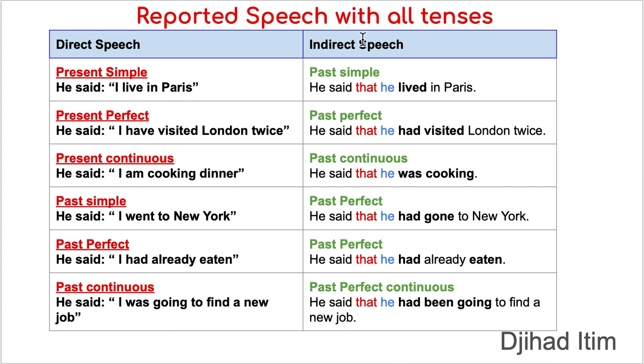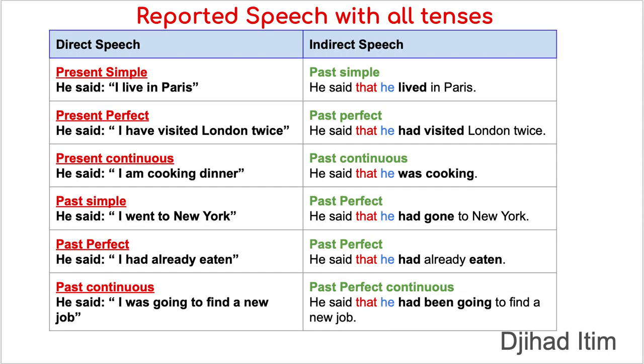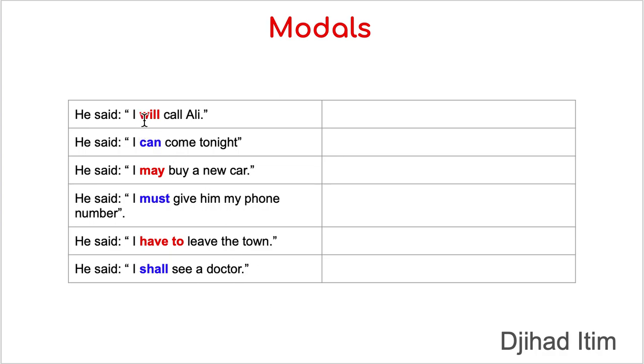Okay, so that's it. These are all the tenses that you need in reported speech, from direct speech to indirect speech. Now you have the modals. For the modal verbs, you have will, can, may, must, have to, and shall, etc. You can just apply the same rule: change the modal verbs and the pronouns, of course. And there are some expressions that you have to revise or just check.